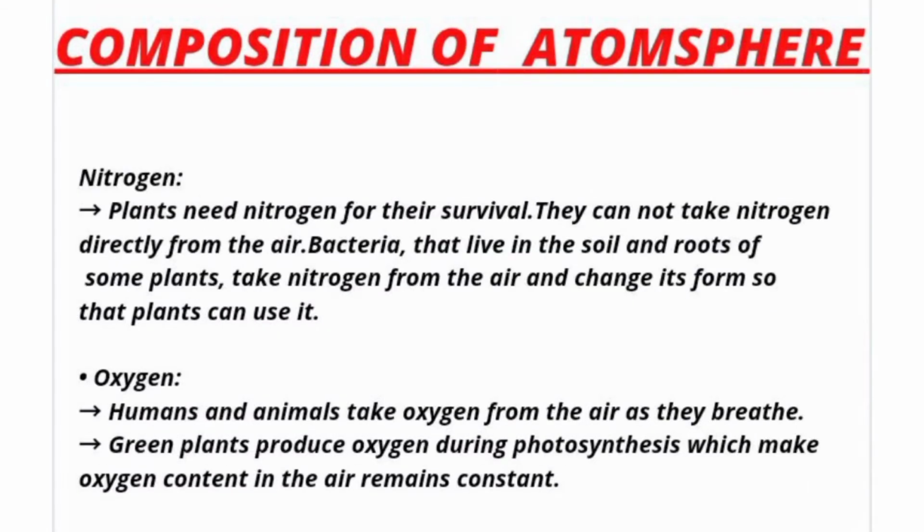Nitrogen. Plants need nitrogen for their survival. They cannot take nitrogen directly from air. Bacteria that live in the soil and roots of some plants take nitrogen from air and change its form so that plants can use it. Oxygen. Humans and animals take oxygen from air as they breathe. Green plants produce oxygen during photosynthesis, which makes the oxygen content in the air remain constant.